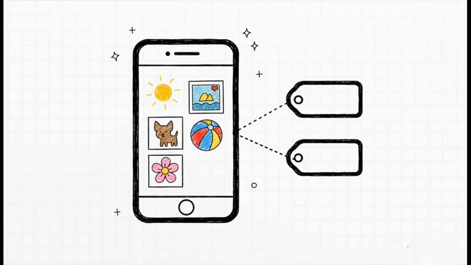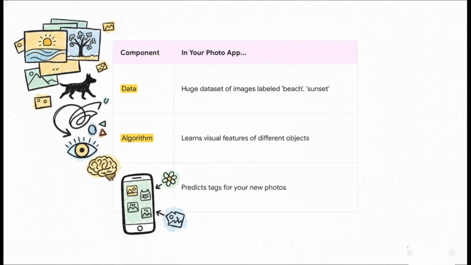Okay. Here's another one you use all the time, automatic photo tagging. In your phone's photo gallery? How is it that you can just search for the word beach and it instantly pulls up all your vacation photos? It's the same recipe. The data was a massive library of images, all labeled by humans with tags like beach, sunset, dog, you name it. The algorithm then studied all those pictures to learn the visual characteristics of a beach. And now, the model on your phone can look at a picture you just took and predict the right tags for it, all on its own.